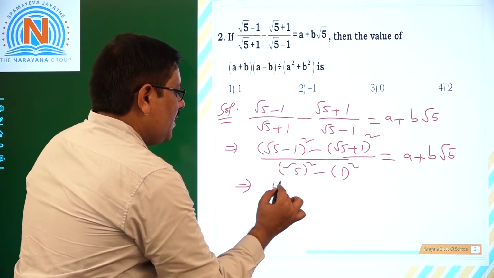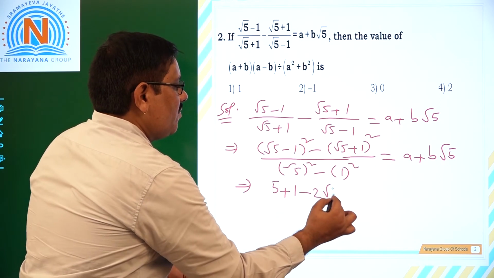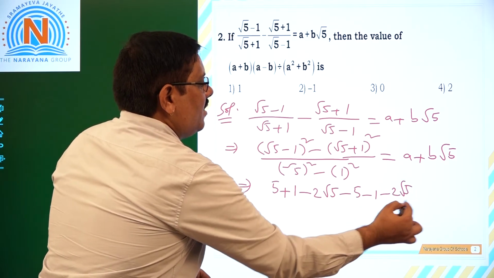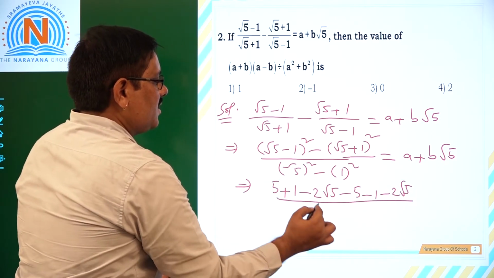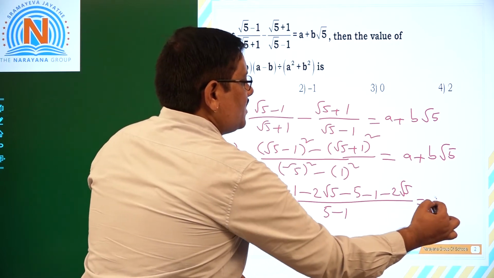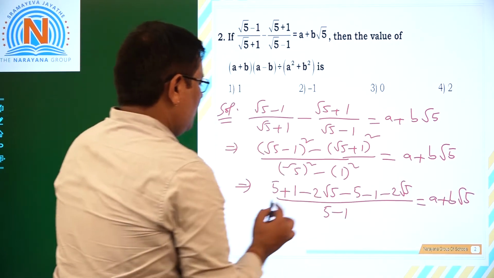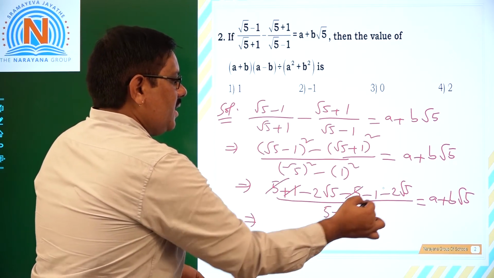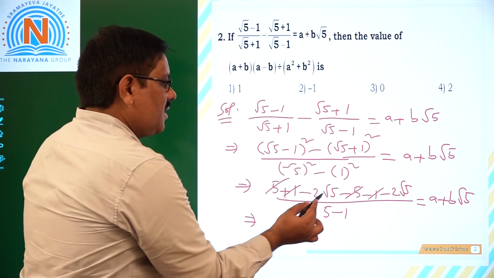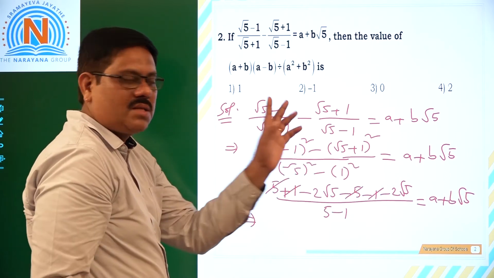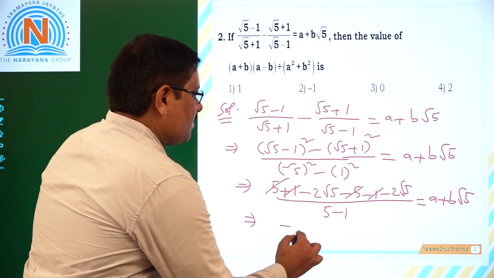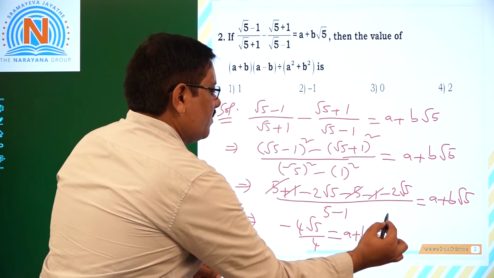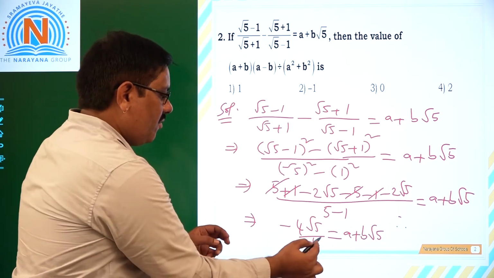Or let us write it. Root 5 whole square is 5, plus 1 minus 2 root 5, minus of 5 plus 1 plus 2 root 5, upon root 5 whole square, which is 5, minus 1, that is a plus b root 5. Now if you simplify further, 5 plus 1 is 6, minus 5 plus 1 is 6, they are cancelled. Minus 2 root 5 minus 2 root 5, that is nothing but minus 4 root 5 by 4. That is going to be a plus b root 5. Therefore, 4 cancels here.